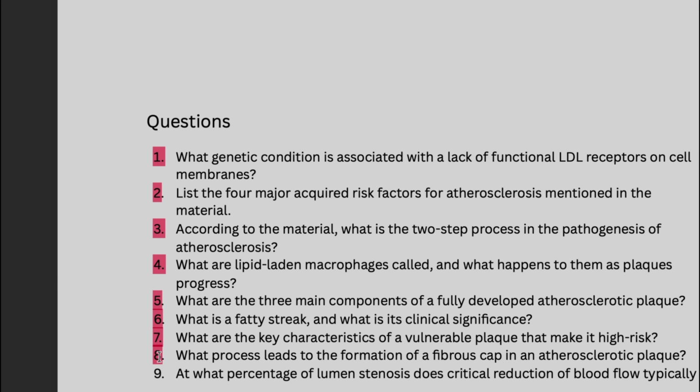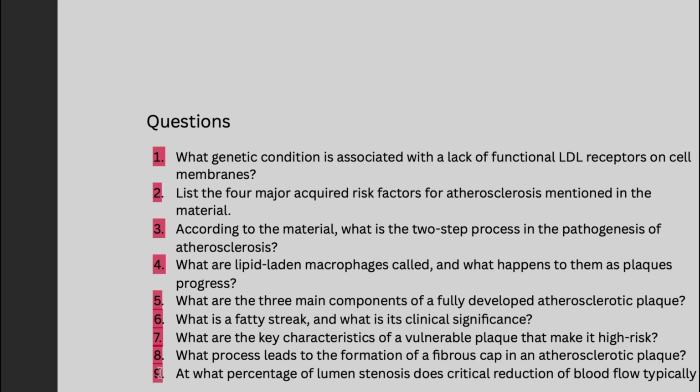So question 8, what process leads to the formation of a fibrous cap in an atherosclerosis plaque? And the answer is the fibrous cap forms through the migration and proliferation of smooth muscle cells which produce extracellular matrix proteins, particularly collagen. Let's look at question 9.